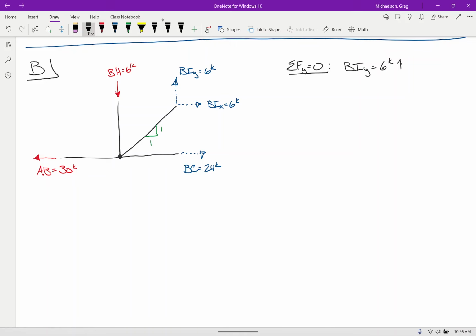So the first one we did was BI. So if BI is 6 going down, we have to have 6 going up. And since it's at a 1-to-1 slope ratio, we know that if BIY is 6 going up, then BIX is 6 kips going to the right. Then when we sum forces in the X direction, we have 30 going to the left, 6 going to the right. We need another 24 going to the right. That's where that came from.